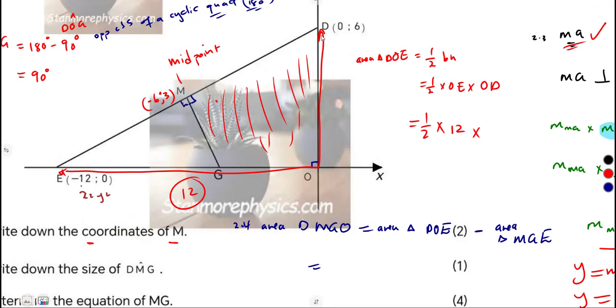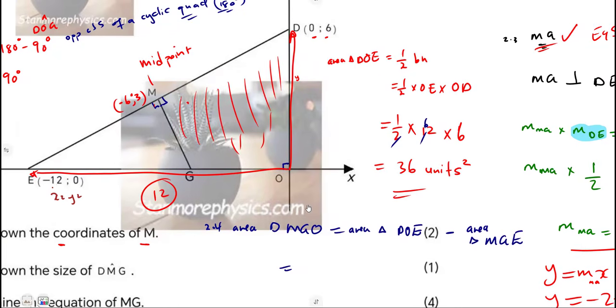Then from O to D, you consider the y value. This is vertical, so the y value is 6. So that is going to give us the area: half of 6 times 12, which is half of 12 is 6, then times 6. That is going to give us 36 square units. So we have the area of the first triangle, DOE.